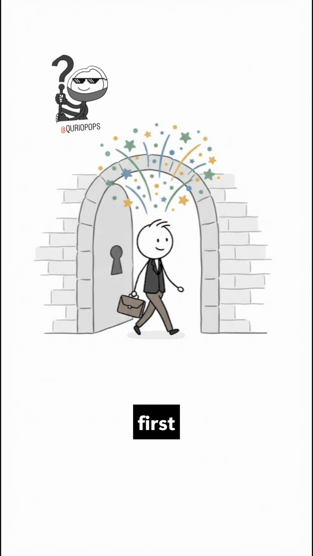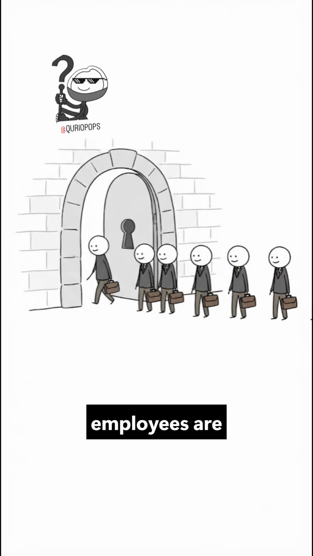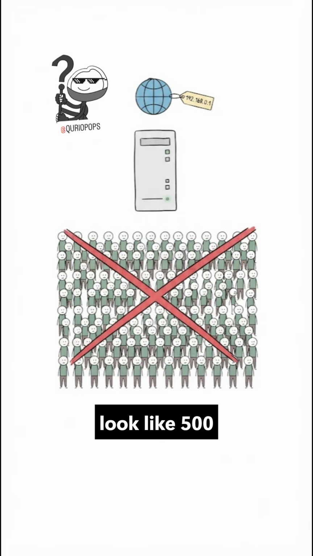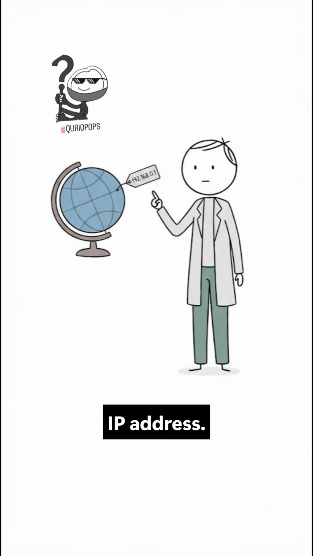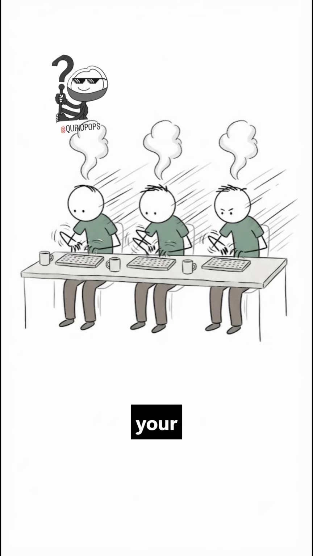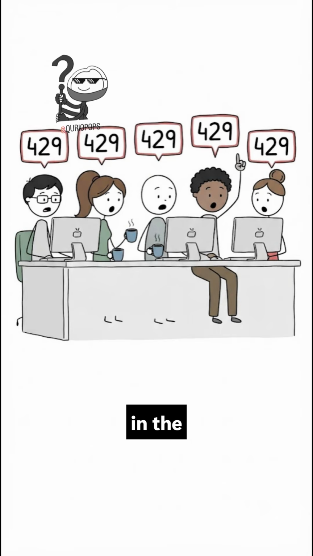Then your first enterprise customer signs up. 500 employees are sitting in the same office, all connected through one corporate gateway. To your server, they don't look like 500 people. They look like one IP address. One team starts using your application heavily. Suddenly, everyone else in the building starts getting 429 responses, even though they barely touched your API.